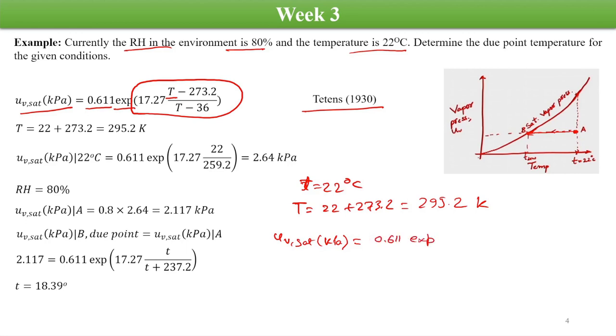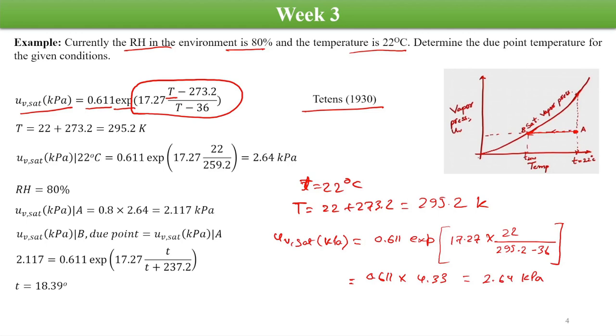So we can calculate Uv saturated in kPa as 0.611 times exponential of 17.27 multiplied by T minus 273.2, which basically gives you the temperature in degrees Celsius. So we can write 22, and in the denominator capital T minus 36, so 295.2 minus 36. Let's solve this one: 0.611 multiplied by the exponential of 17.27 times 22 over 295.2 minus 36. That's going to be 4.33, multiplied by 0.611, which gives 2.64 kPa. So we have determined the vapor pressure at saturation.